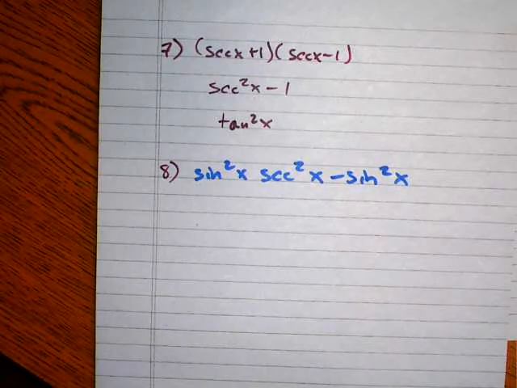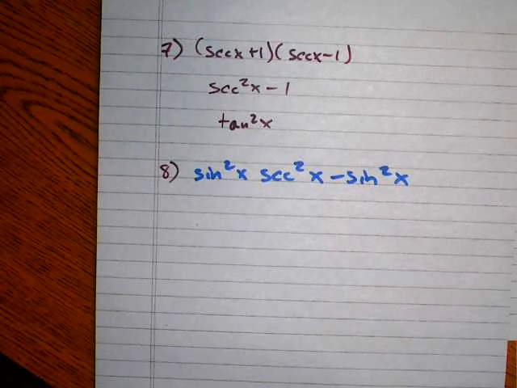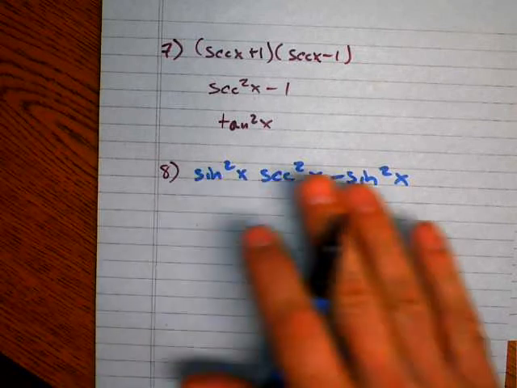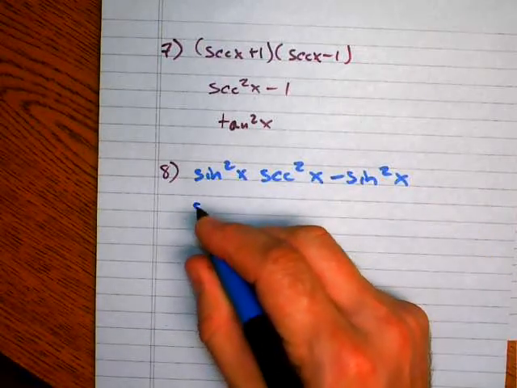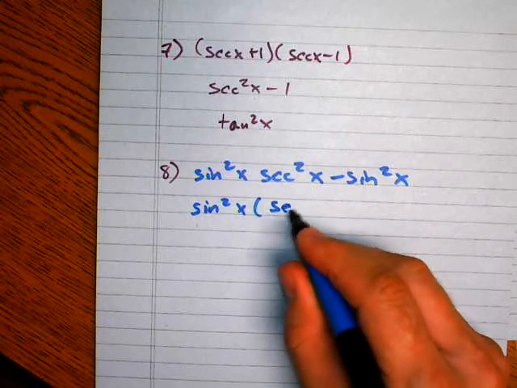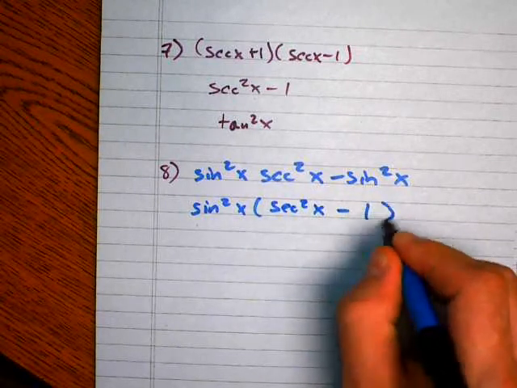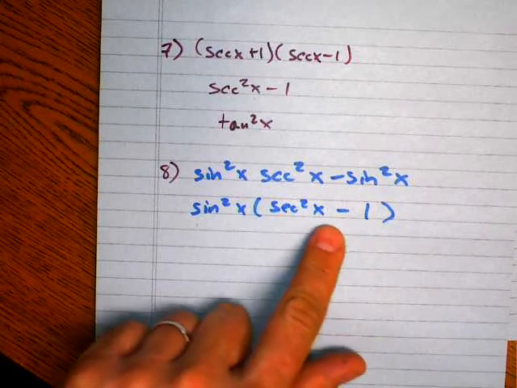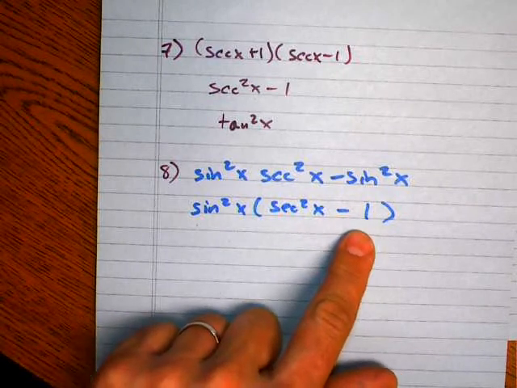Okay, what's going on here is we're going to need to factor this. I've got a greatest common factor, sine squared x, in both of these. So I'm going to factor out a sine squared x. So left over in the first term is secant squared x minus 1. And here's our same exact substitution we had on number 7.